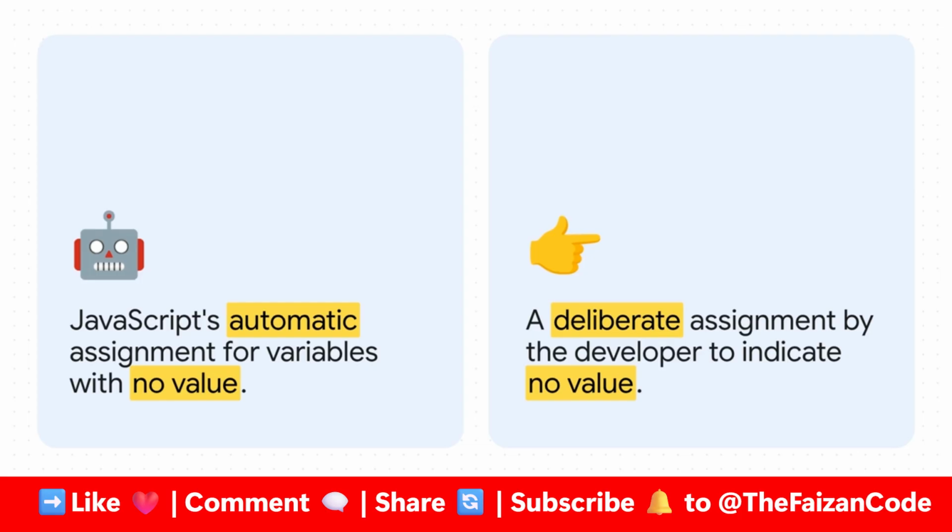Think of it like this. Undefined is an empty box that JavaScript just hands you. You haven't put anything in it yet. But null is a box you took, looked at, and chose to leave empty on purpose.